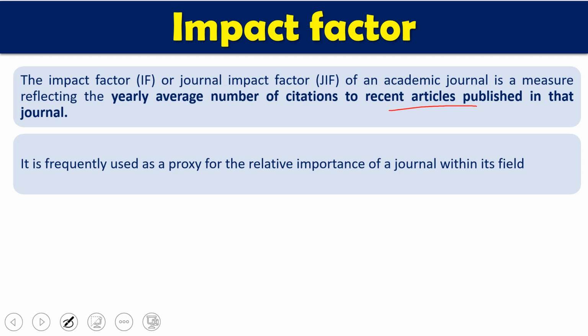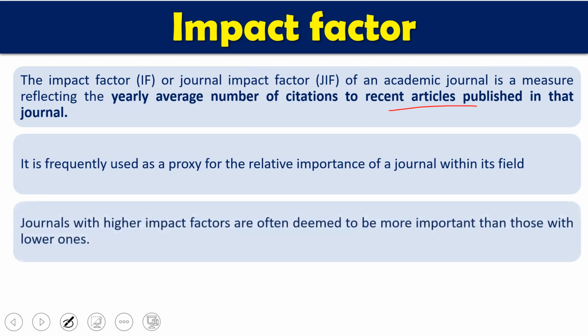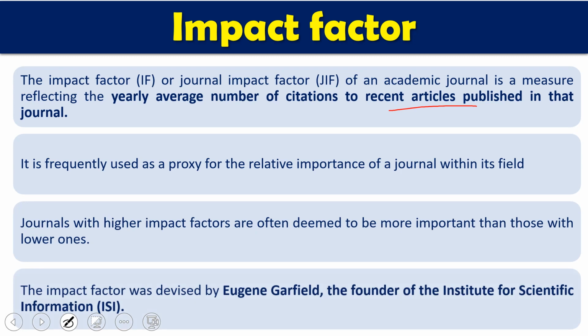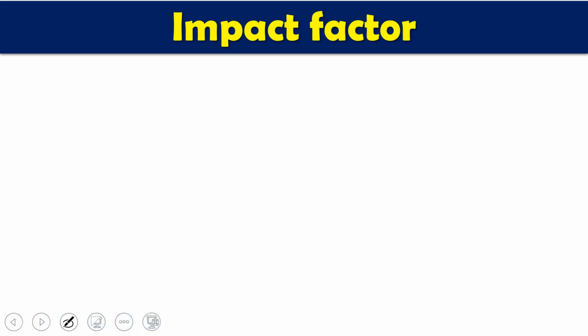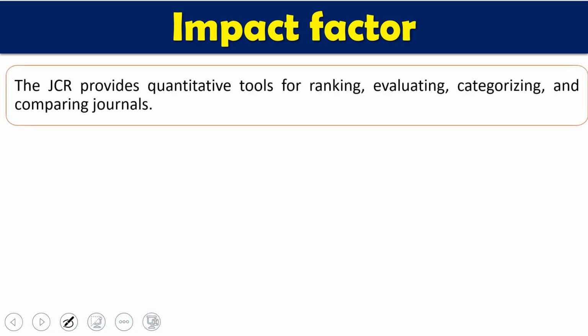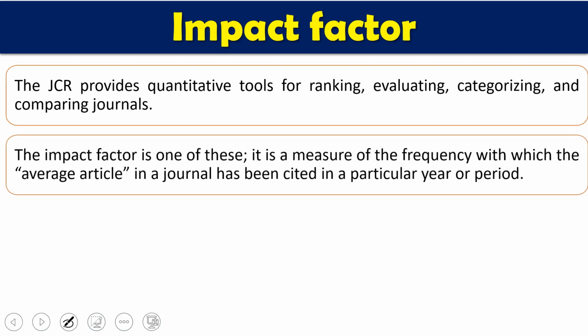It is frequently used as a proxy for the relative importance of the journal within the field. A journal with a high impact factor is commonly treated as good and will have more importance, and one with a lower impact factor will be treated as a less important journal in that particular field. The impact factor was devised by Eugene Garfield, the founder of the Institute of Scientific Information (ISI). JCR provides the quantitative tool for ranking, evaluation, categorization, and comparing journals. So you can compare journals on the basis of this also.